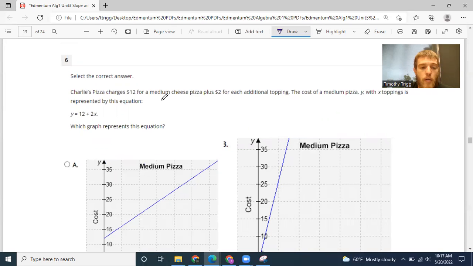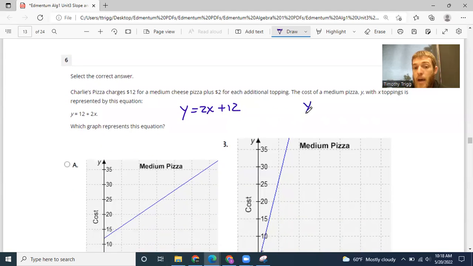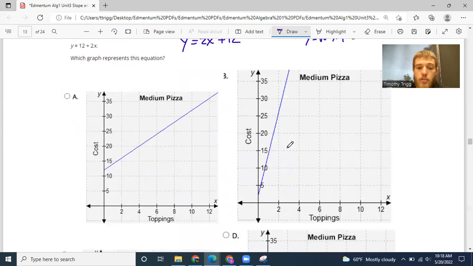Charlie's Pizza charges $12 for a medium cheese pizza plus $2 for each additional topping. The cost of medium pizza y with x toppings is represented by this equation. Y equals 12 plus 2x. I'm going to actually rewrite that as y equals 2x plus 12. So now it's in y equals mx plus b form, right? So what is our slope? What is the y-intercept? And figure out which of these graphs shows that.